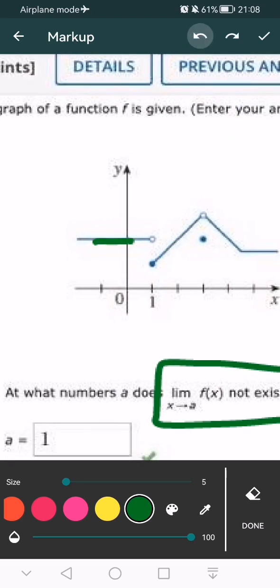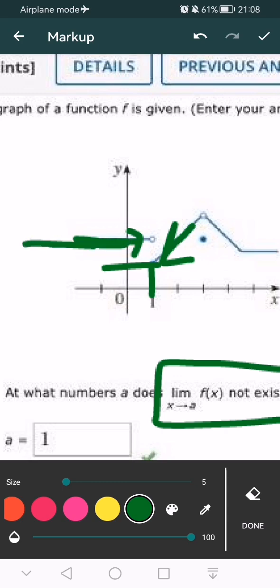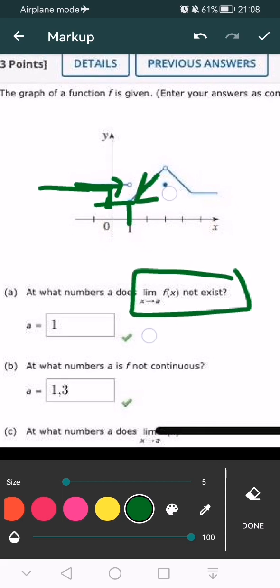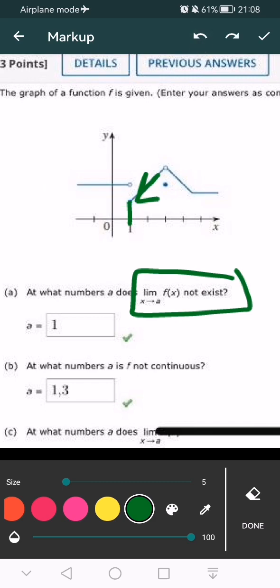خلينا نقول نروح لرقم واحد, value number 1. If I approximate from this side I will find this value which is here, and if I approximate from here I will find this value. So there is a gap, so this one does not exist. And also, at what number is f not continuous?